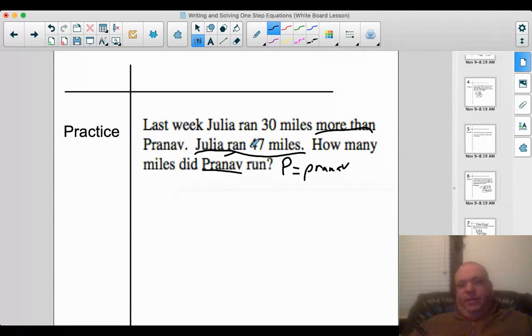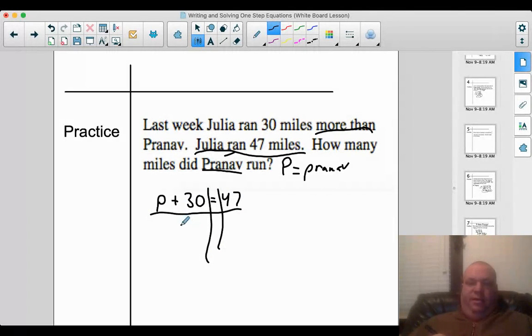Okay, so Julia ran 47 miles more than Pranav. I'd have to take Pranav's miles, add 30 to them to get up to Julia's 47. Okay, so Julia's number is 30 more than Pranav. So I have to add 30 to Pranav to get Julia's. Okay, so train tracks, I undo plus 30 with a minus 30, and P equals 17. This is measured in miles.